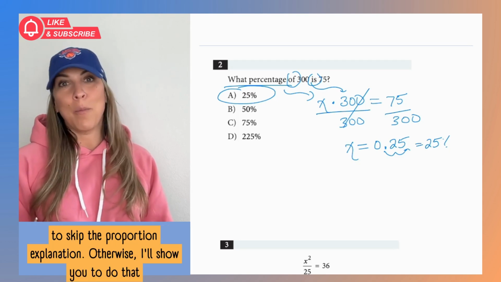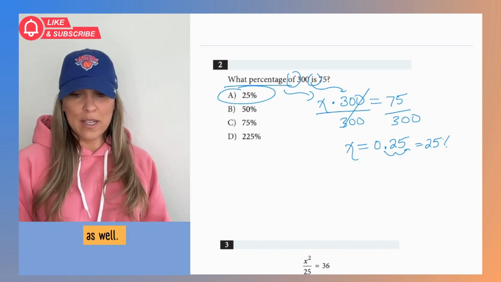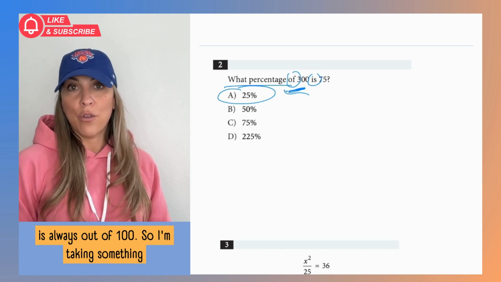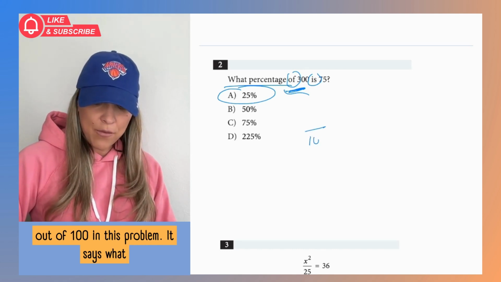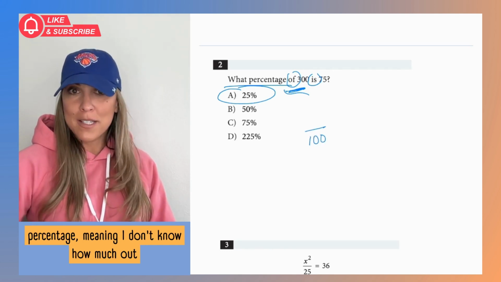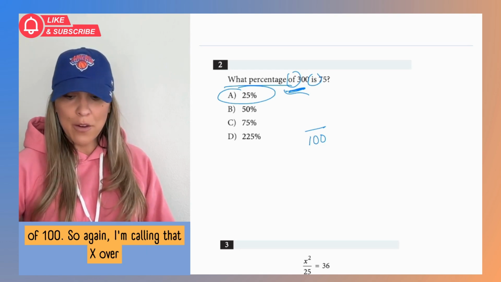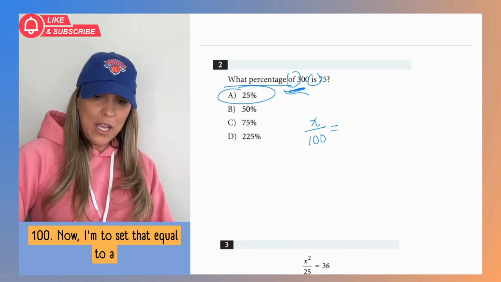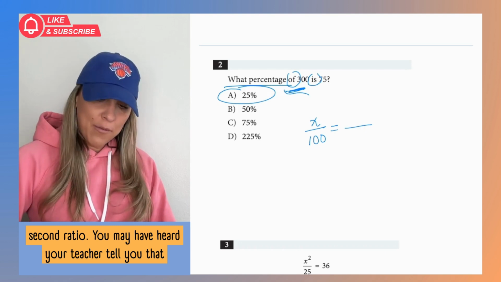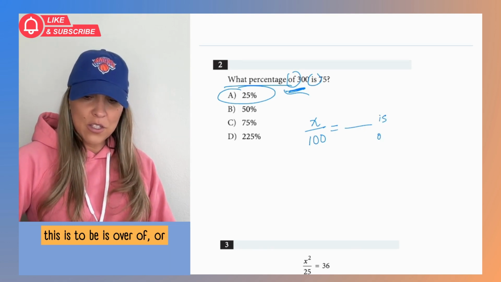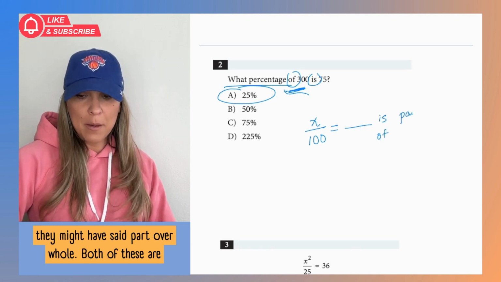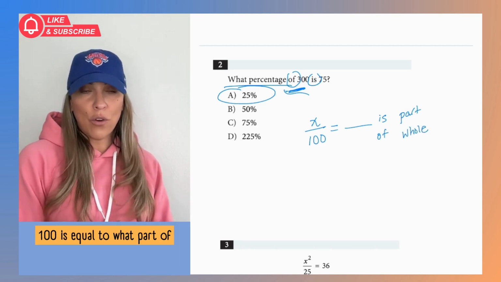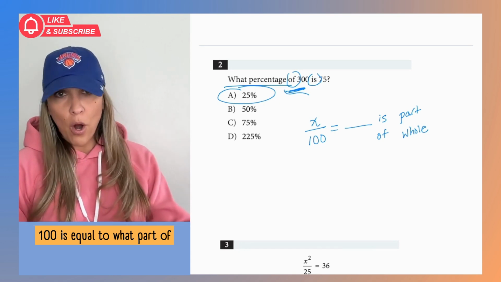Fast forward if you want to skip the proportion explanation. Otherwise, I'll show you how to do that as well. To solve this using proportions, I have to remember that a percent is always out of 100. So I'm taking something out of 100. In this problem, it says what percentage, meaning I don't know how much out of 100. So again, I'm calling that x over 100. Now I'm going to set that equal to a second ratio. You may have heard your teacher tell you that this is going to be is over of, or they might have said part over whole. Both of these are correct. You're trying to set up x over 100 is equal to what part of what whole.